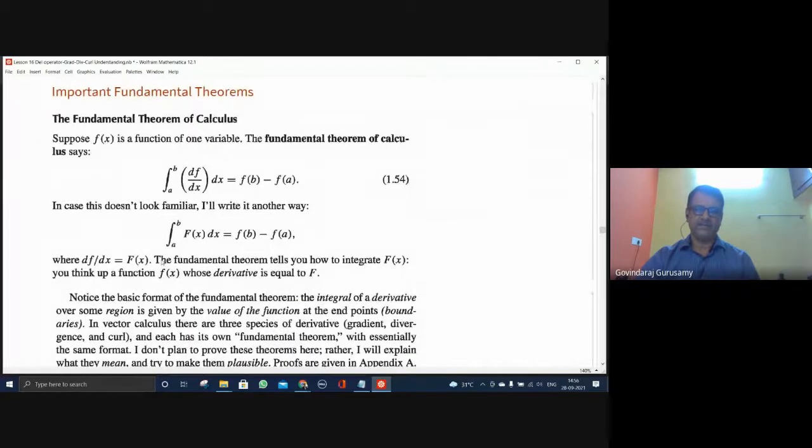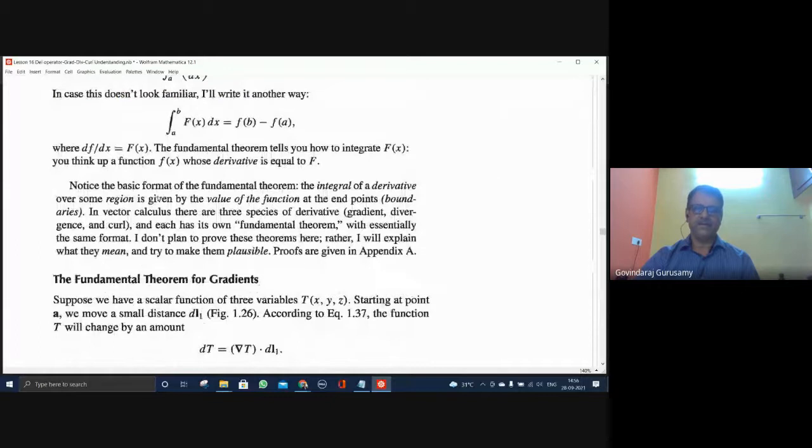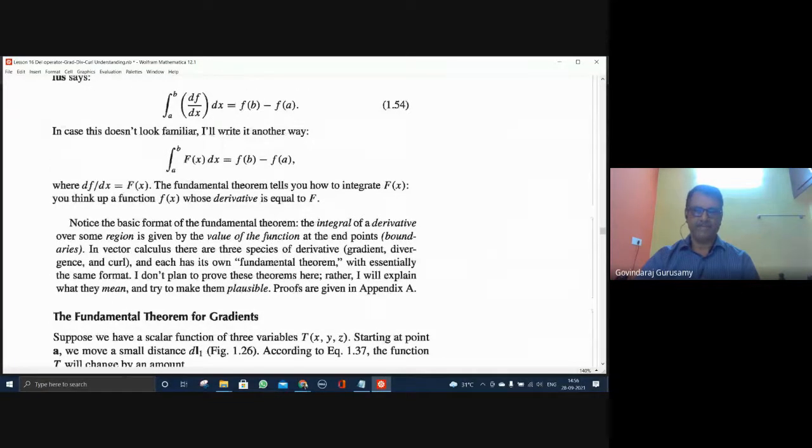This is one of the most fundamental theorems of calculus. Notice the basic format of the fundamental theorem: the integral of a derivative over some region, which here means a to b, is given by the value of the function at the endpoints.